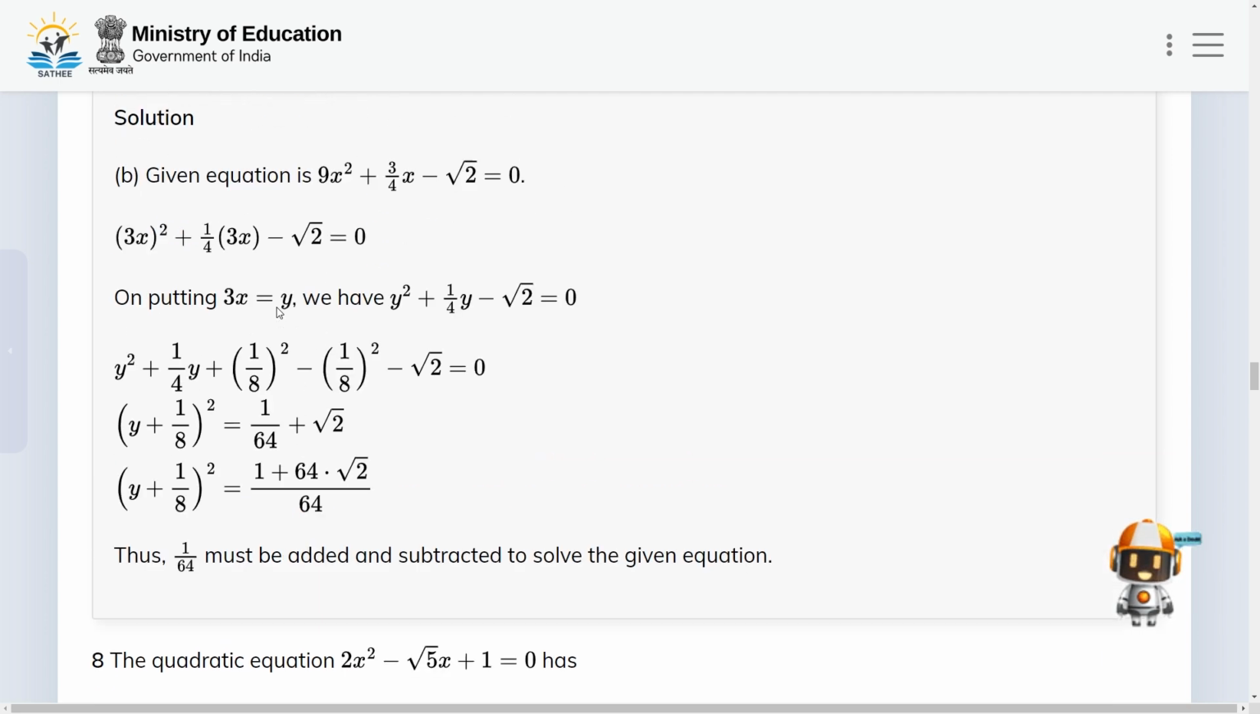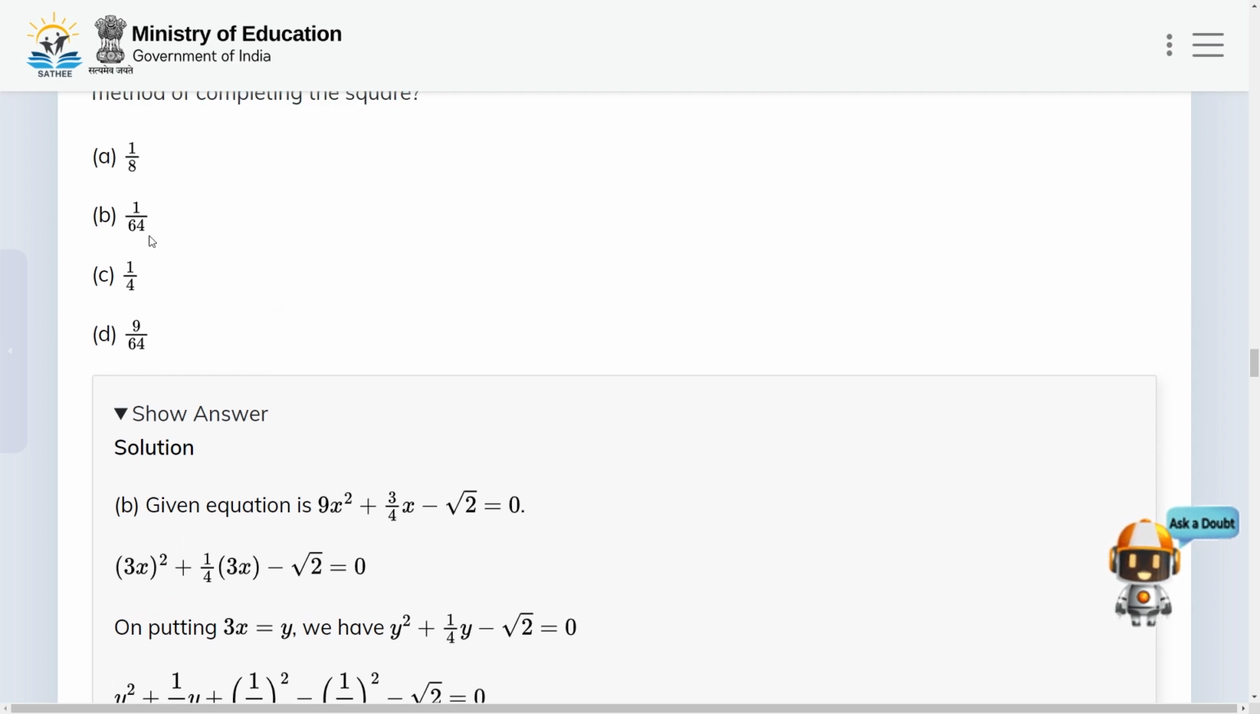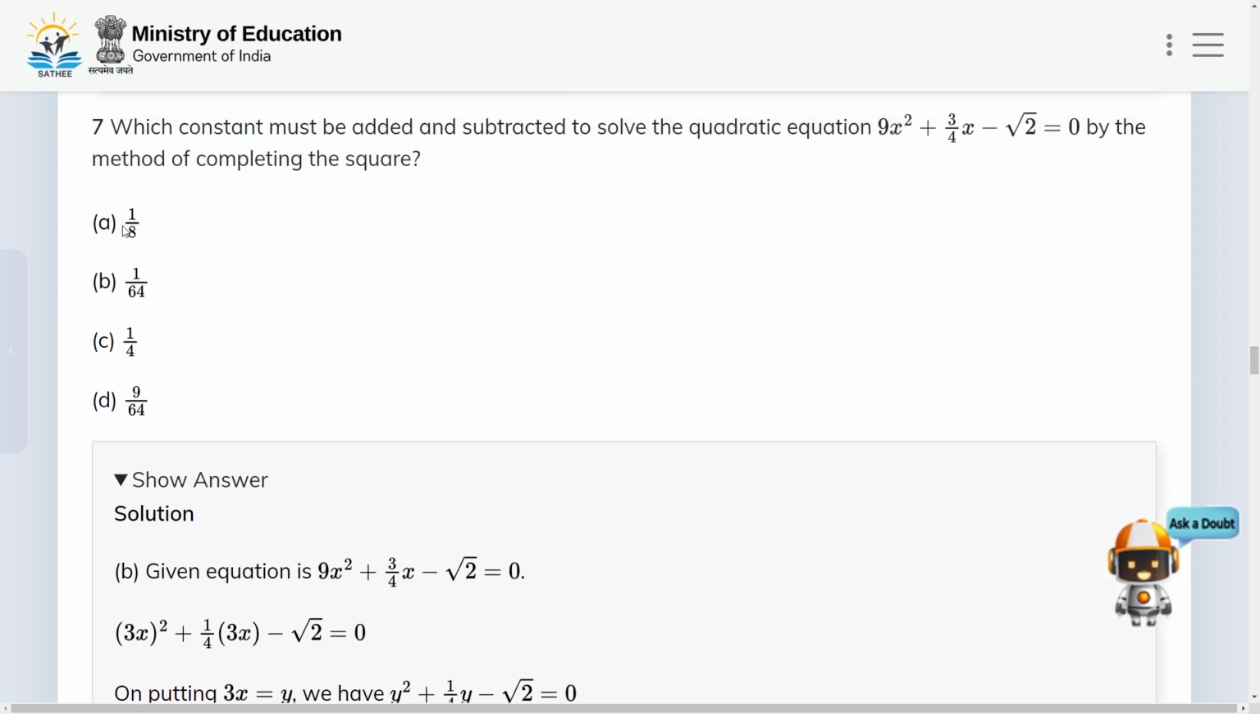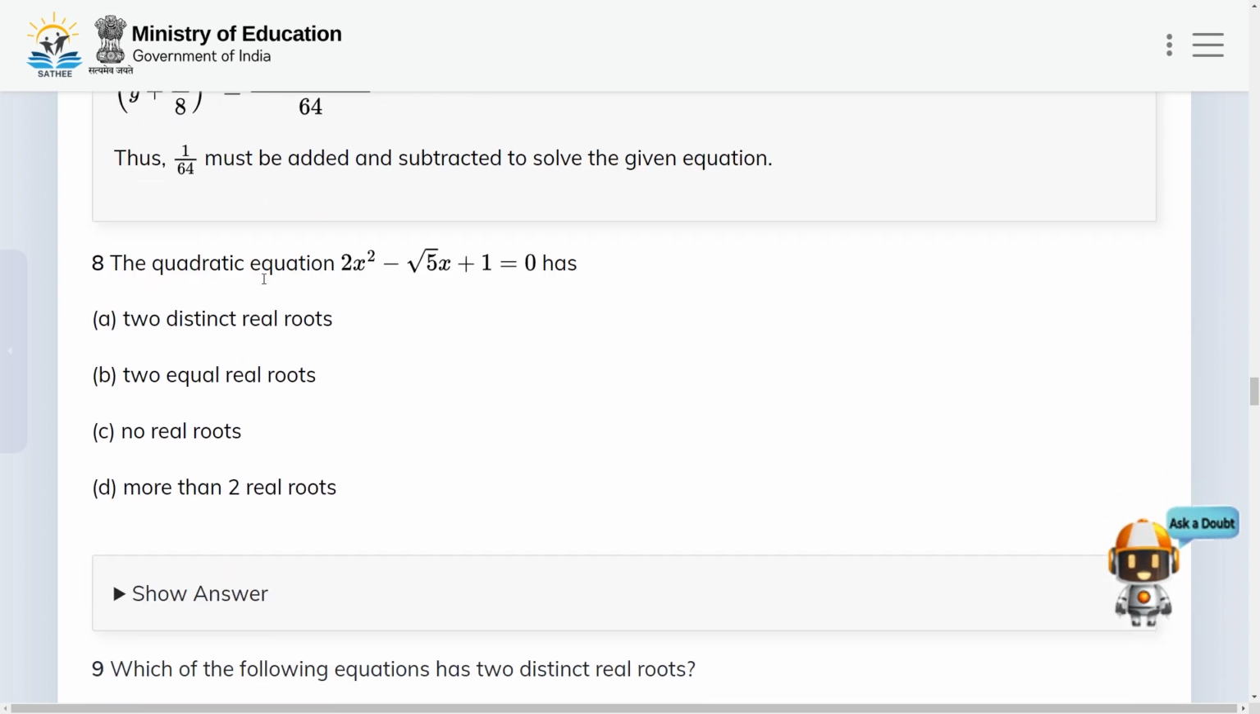So here basically 1 by 64 must be added and subtracted to solve the quadratic equation by the method of completing the square. So here option number B is the correct answer. Okay, so now let us move to question number 8.